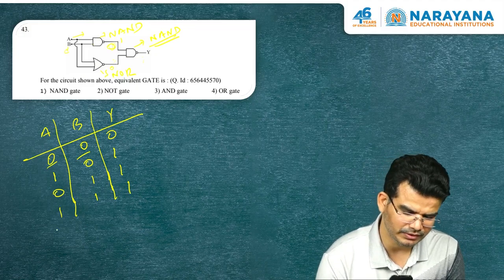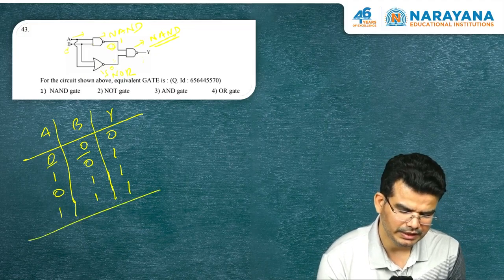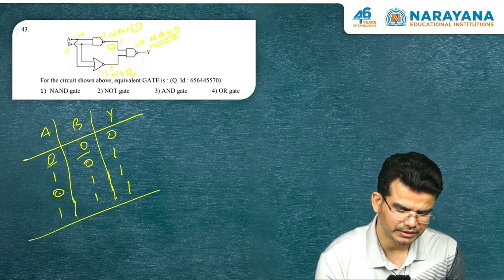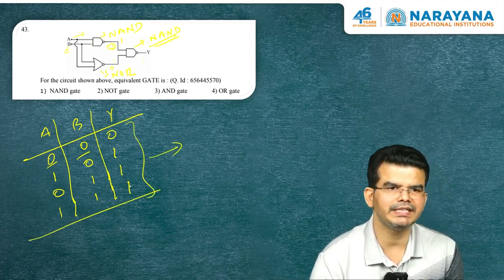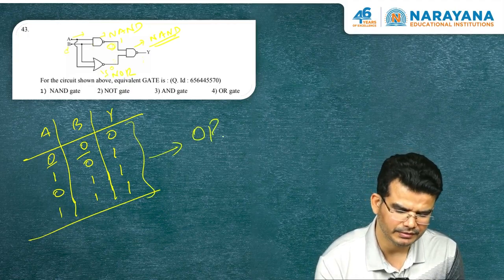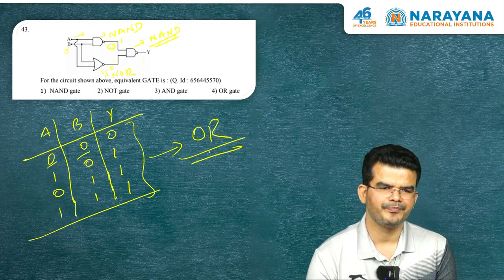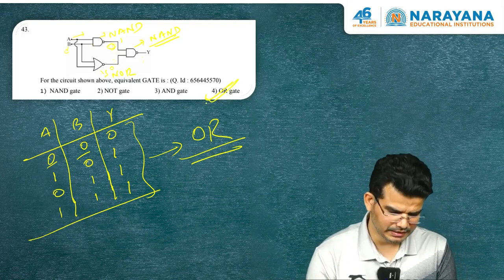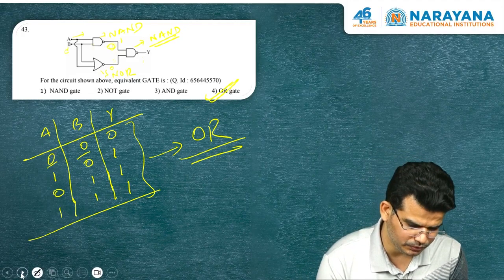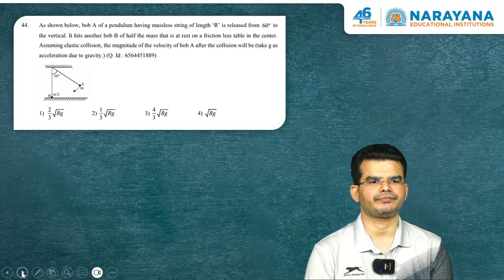So, now see, we are ready with our truth table. A 0 0 0, 1 0 1, 0 1 1 and 1 1 1. This is truth table of which gate? OR gate. So, definitely fourth is correct answer. Let us move to next one.